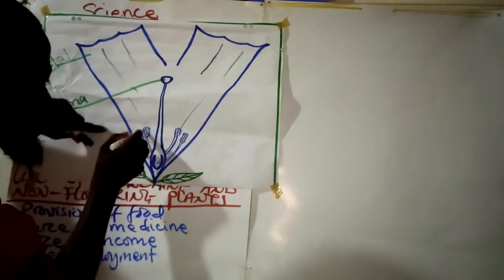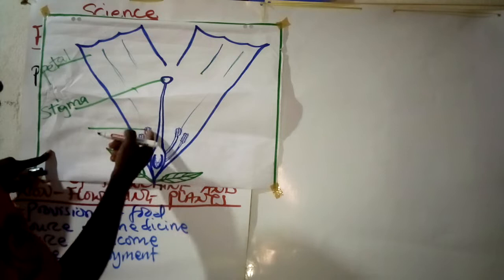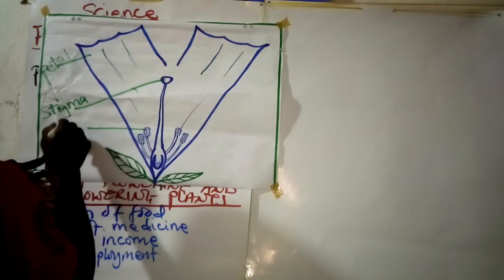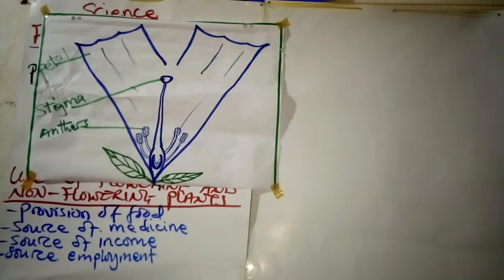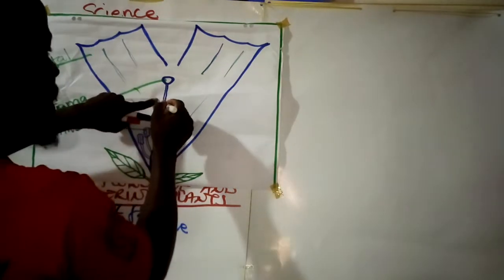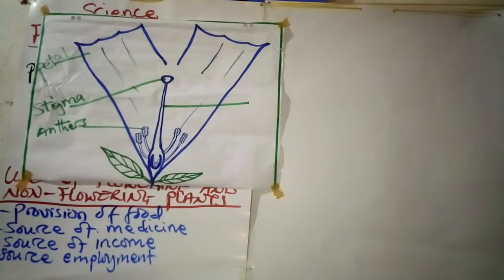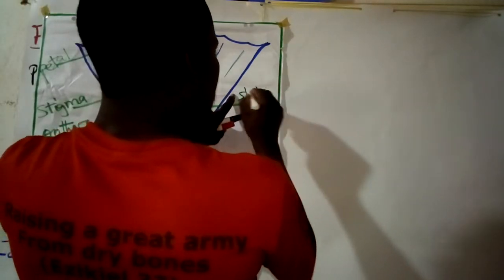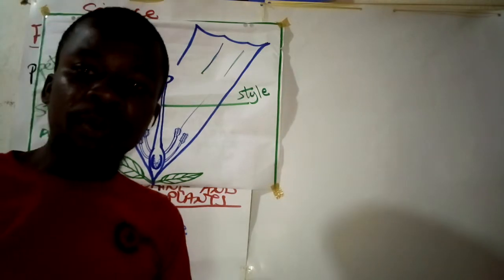Let's look at this one. This one is the anthers. Those ones are anthers. What about this one? Yes, it's called the style. That one is what is called the style.